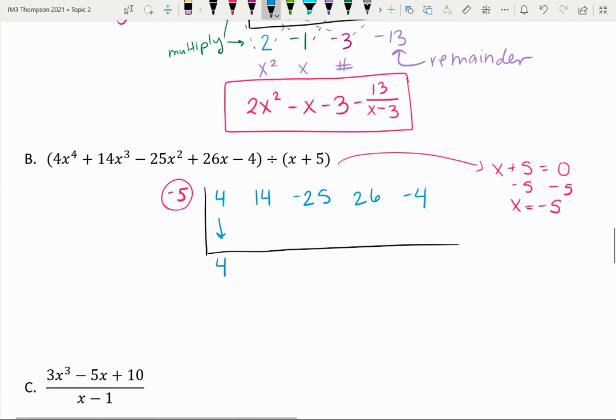When I do long division, I have to divide, subtract, divide, subtract, divide, subtract. Here, I'm going to multiply and add, multiply, add, multiply, add. So whatever number is next under the line is what I'm going to multiply by the number in the bubble. So negative 5 times 4 is negative 20. I'm going to write it here. So I multiply and then I add down. 14 and negative 20 is negative 6.